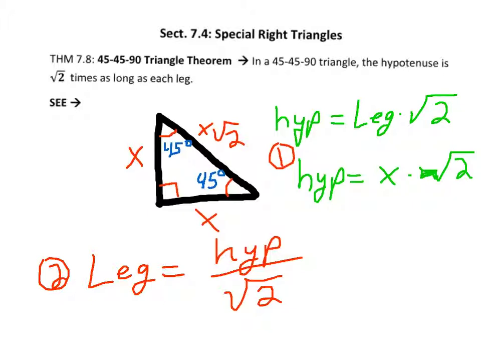Remember, the Pythagorean theorem always works, but this is a shortcut to find either the hypotenuse or the leg. Remember too that this triangle is formed by cutting a square in half. So we can imagine that maybe there was another part of a square out here, and this triangle is formed by cutting that square in half. So this is half a square.